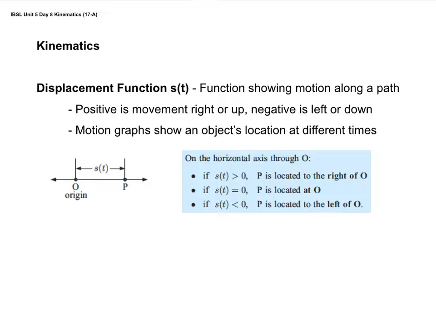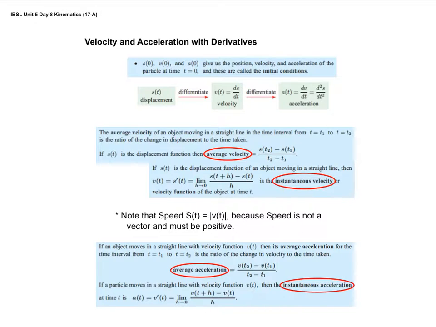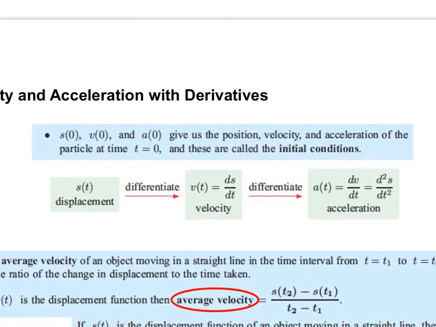On a horizontal motion graph, then our point is located to the right of the origin if our position is positive. It's located at the origin if our position is 0, and it's located to the left of the origin if our position or displacement is negative. Okay, so over here would be negative position. Now, there's a lot here, so I want to focus in on a couple of things, looking at velocity and acceleration using derivatives. So let's zoom in a bit here.